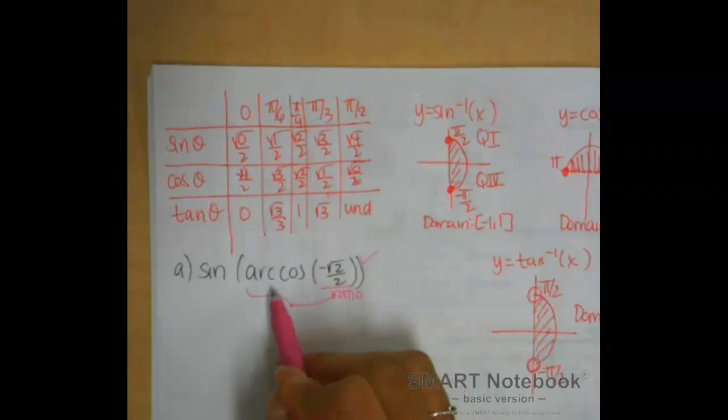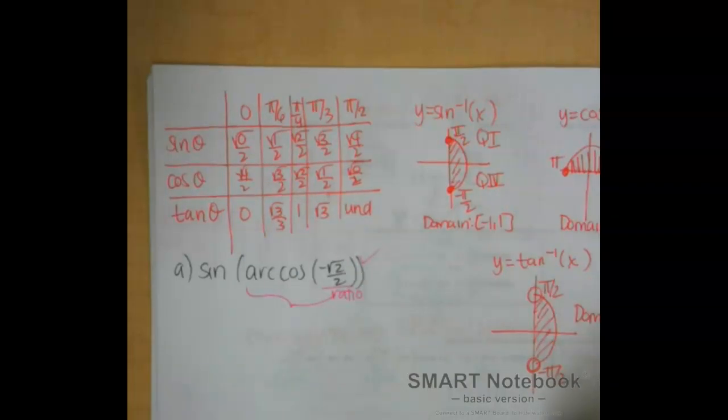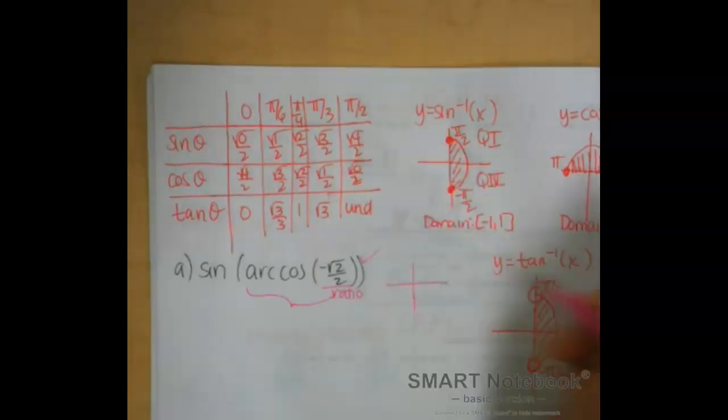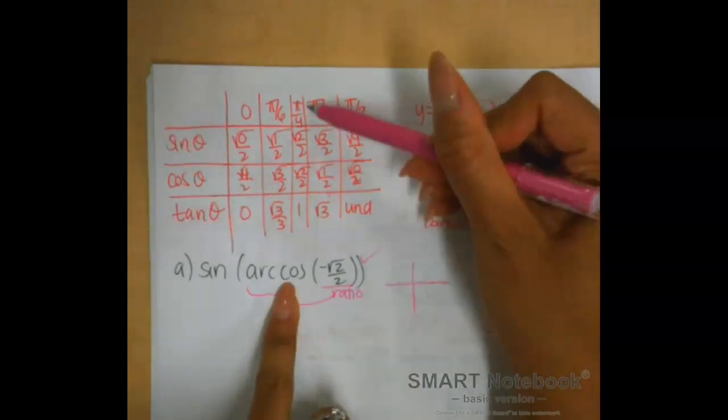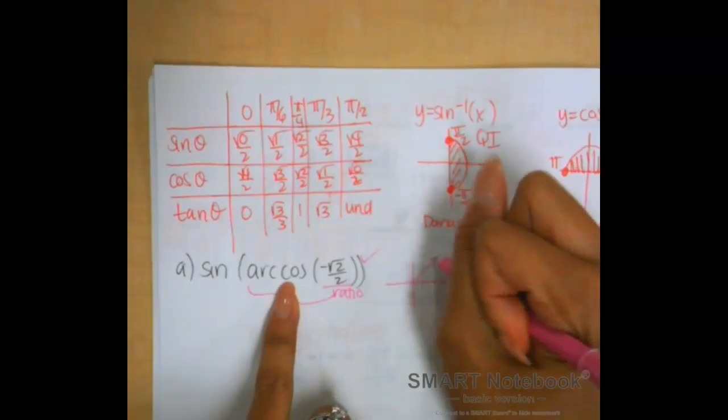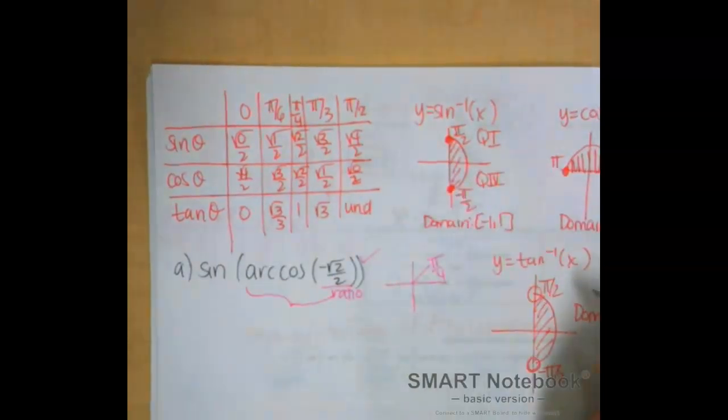And you guys tell me, what is arc cosine? What's the angle measure for negative square root 2 over 2? Give me positive square root 2 over 2, and then we'll find negative. Pi over 4. So square root 2 over 2 for arc cosine, the angle measure is going to be pi over 4. Is pi over 4 my answer?